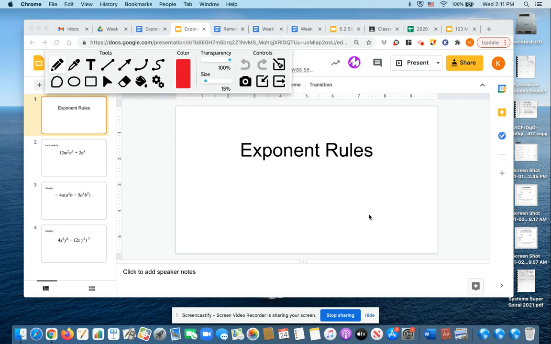Farley here, ready to give you a couple more problems about simplifying using the rules of exponents. All right, so let's get this going. These are a little bit stepped up from the ones we were just working on in class, but this should help you out. Here's the first one that we're going to do.